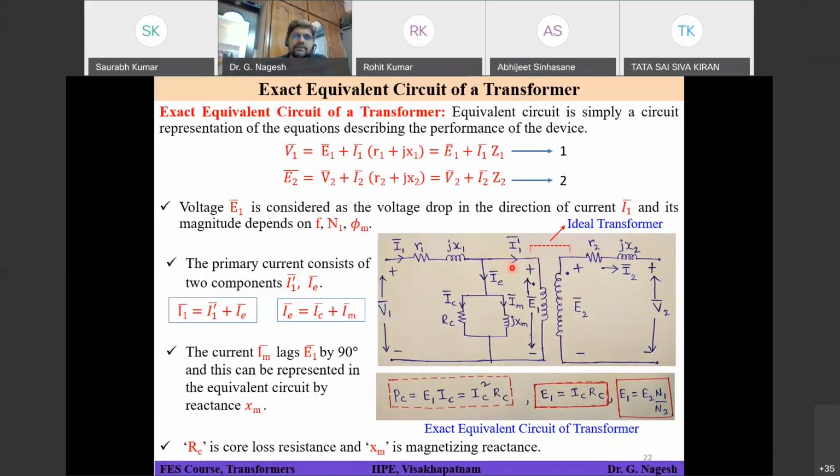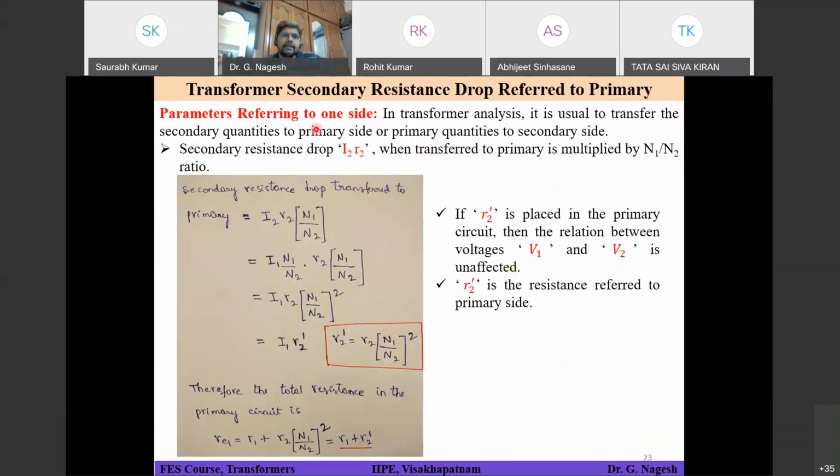Voltages are transferred in the direct ratio. Resistance and reactance are transferred in the direct ratio square. And current is transferred in the reverse ratio. We have discussed this in the past, but anyway I will show you once here. V1 equals I2 R2 into N1 upon N2. So we are transferring voltage or resistance. First we'll try to see the voltage, then we'll get a conclusion for resistance.